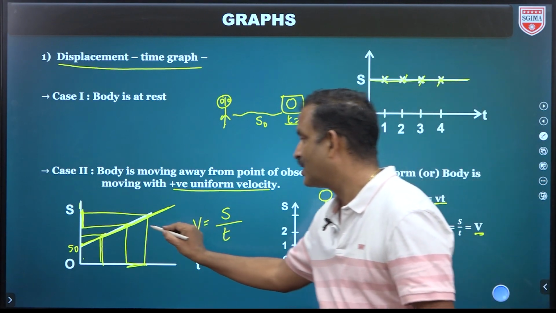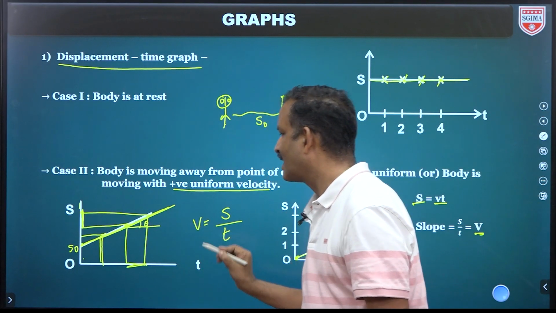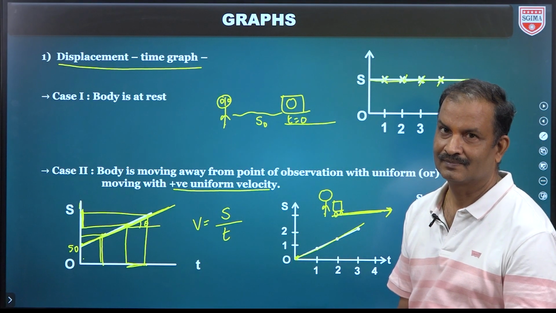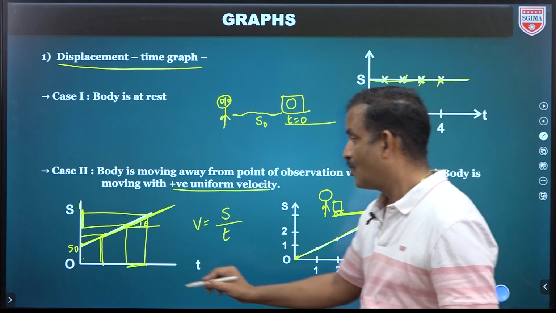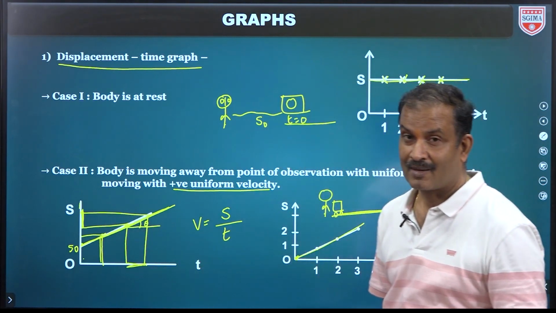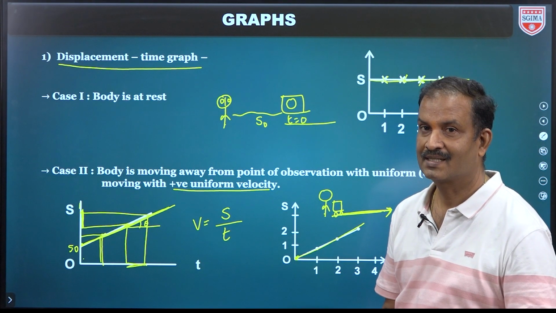The slope is positive. Then velocity is positive. So, what we have to know? The slope of the displacement time graph gives velocity.